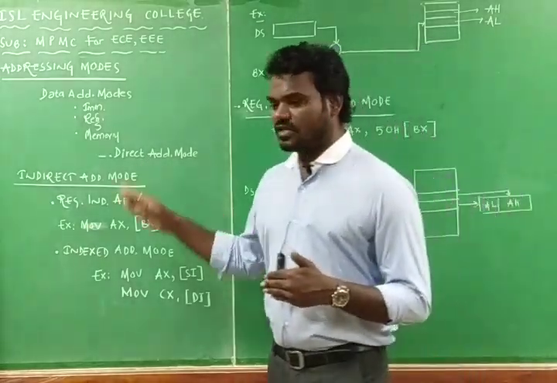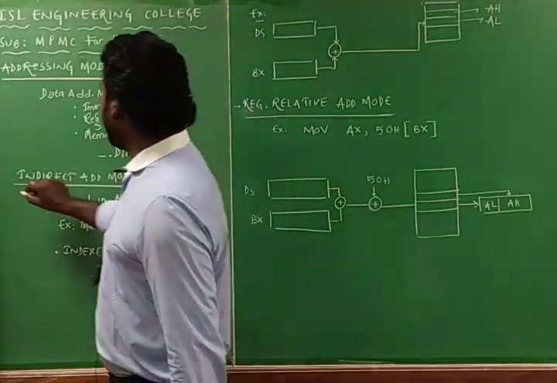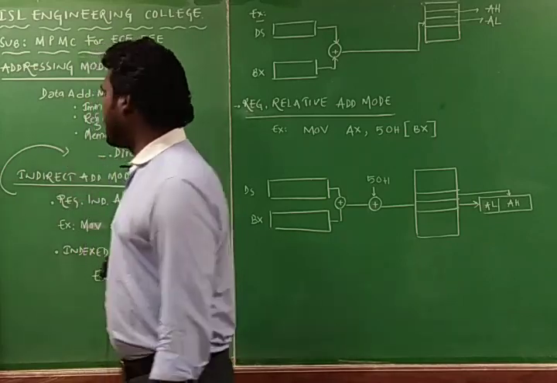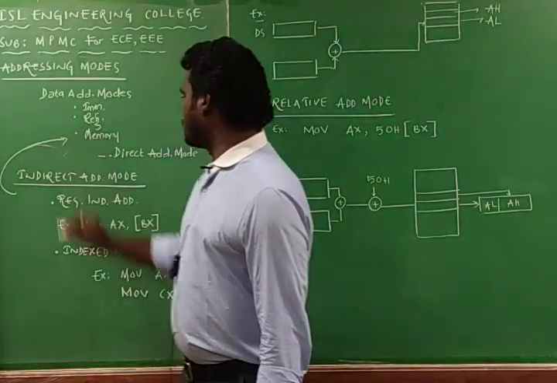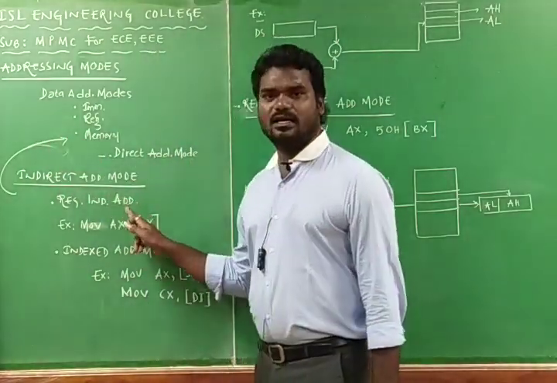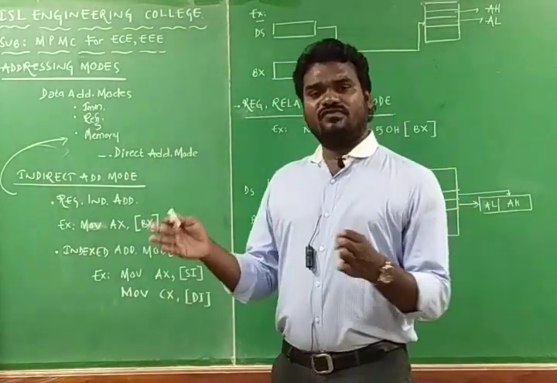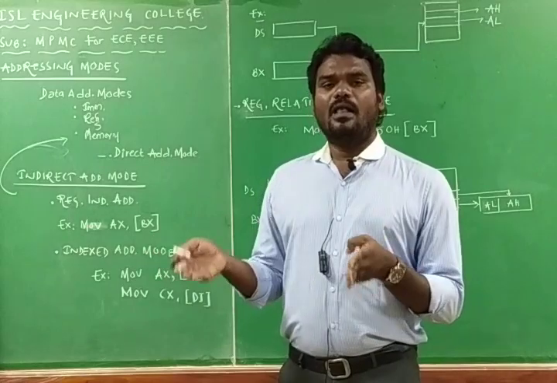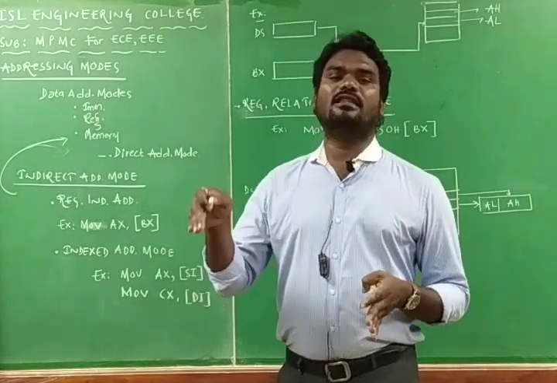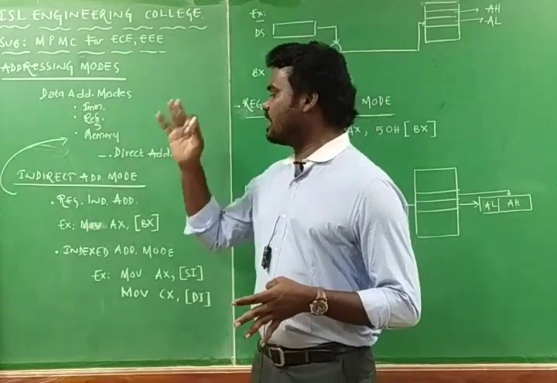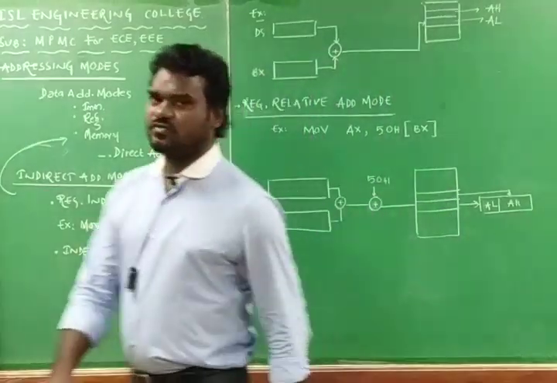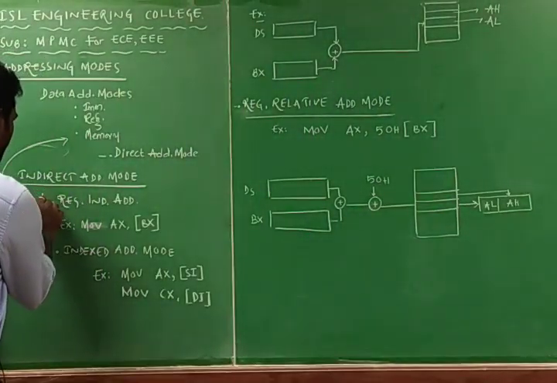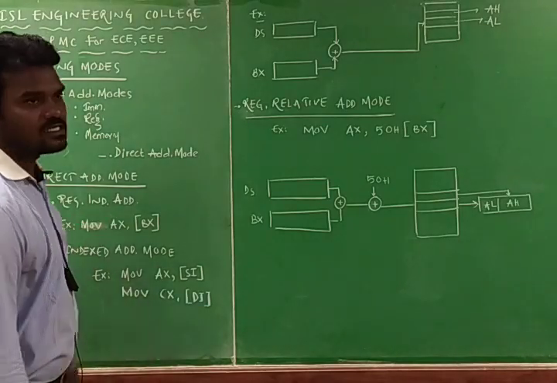Then I am going with the first one, indirect addressing mode, which comes under the memory addressing modes only. In the memory addressing modes we have two types, direct addressing mode and indirect addressing mode. In direct addressing mode, the offset address is directly specified in the instruction itself. Coming to the second one, the indirect addressing mode, first we are going to talk about register indirect addressing mode.